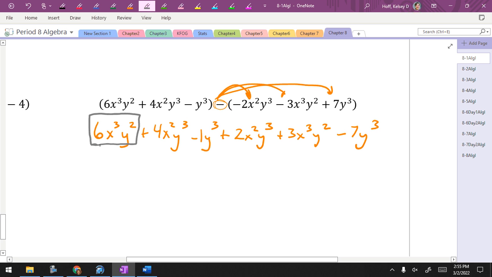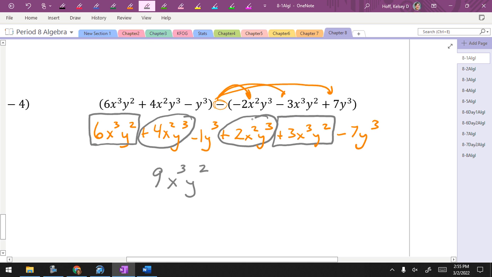6x cubed y squared. Anybody to go with him? This guy? So how many total do you have? 9x cubed y squared. How about with your 4x squared y cubed? Okay, for a total of, positive or negative? Plus 6x squared y cubed. Negative 1y cubed. Negative 7y cubed. Negative 8y cubed.